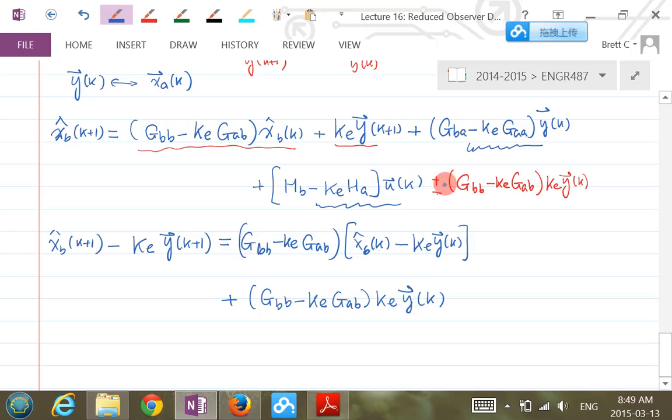And this term is the plus term. Right, it's the plus term. I would just write it out here. So basically, group this. You have this common factor, y of k. So group these two terms. So that plus the GBA minus KE GAA.